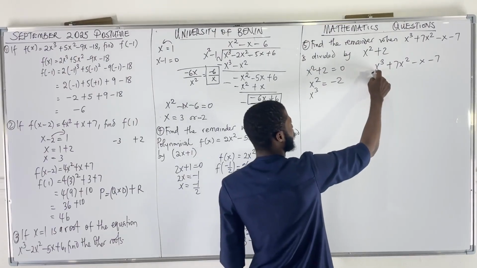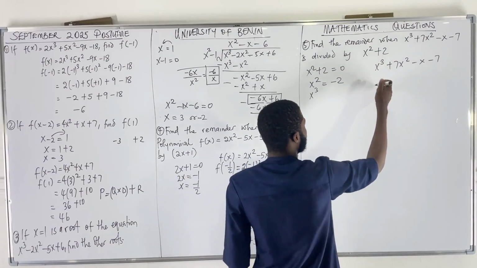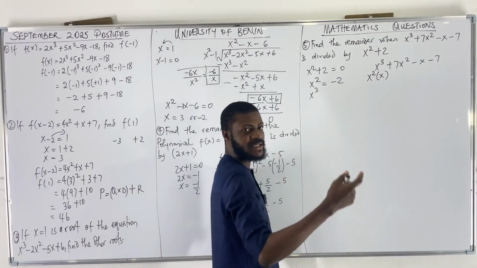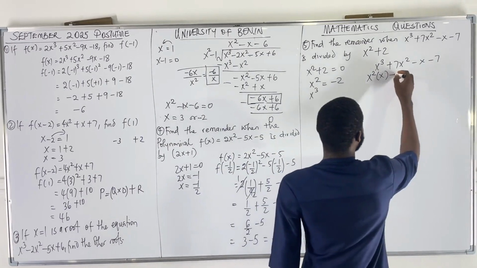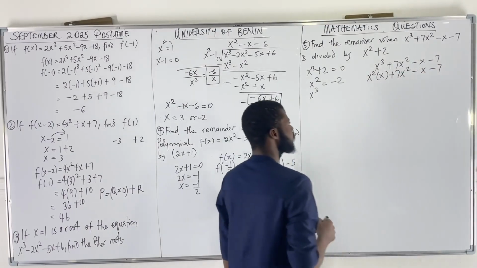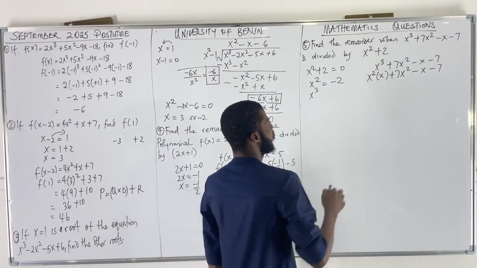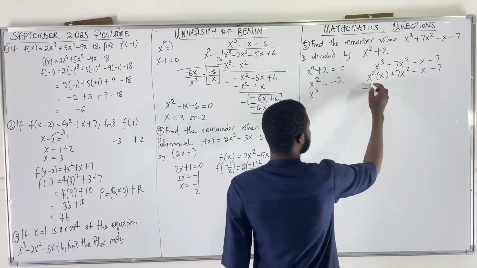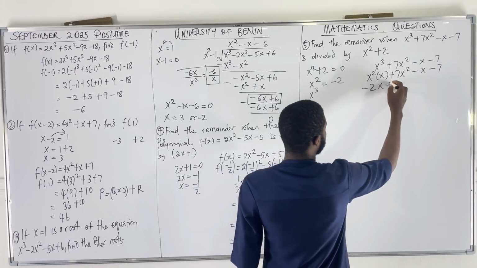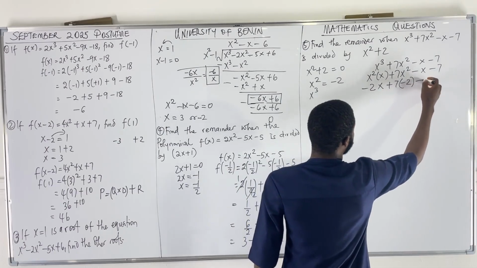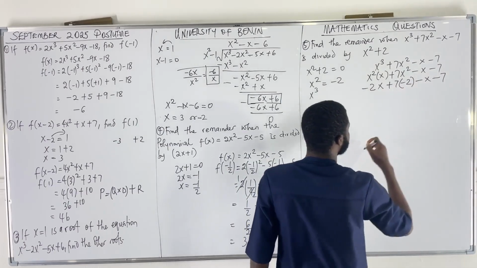Now this is s cubed, but I know that this s cubed here is actually s squared brackets x, because s squared times s is actually s cubed, and then plus 7s squared minus x minus 7. Now next, anywhere I see s squared is minus 2. So this is minus 2x plus 7 brackets. This is s squared again, so this is minus 2. And then we'll have minus x minus 7.